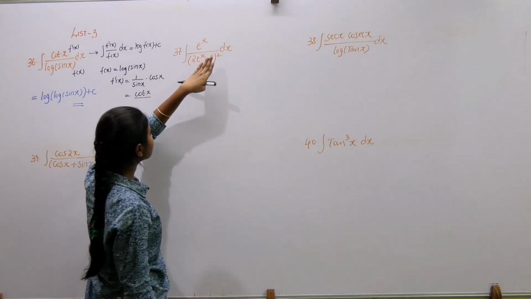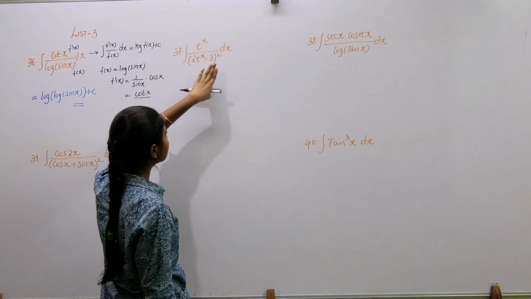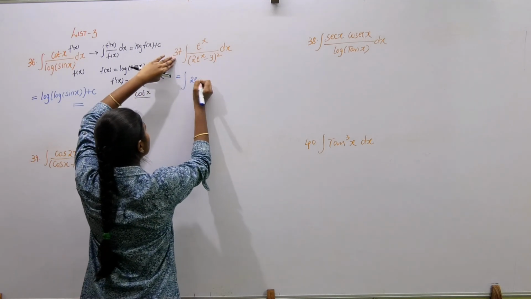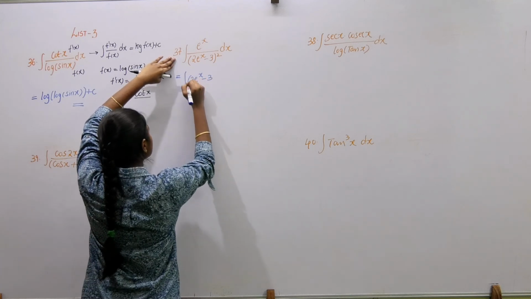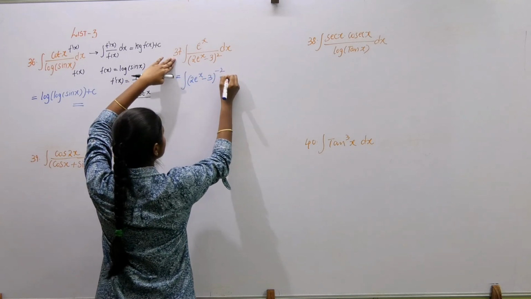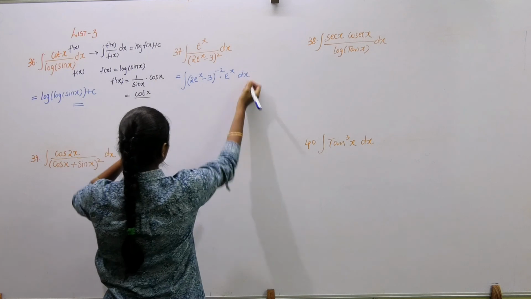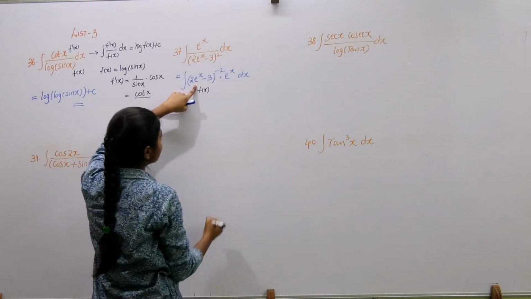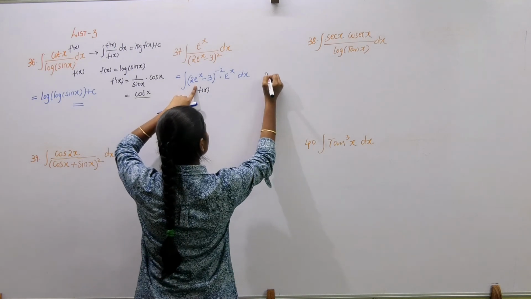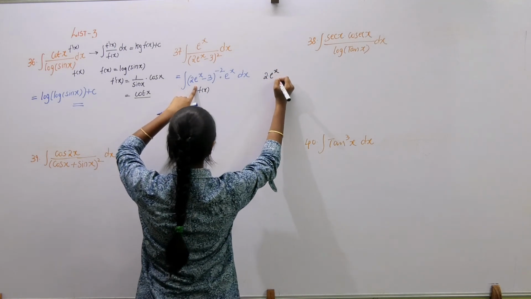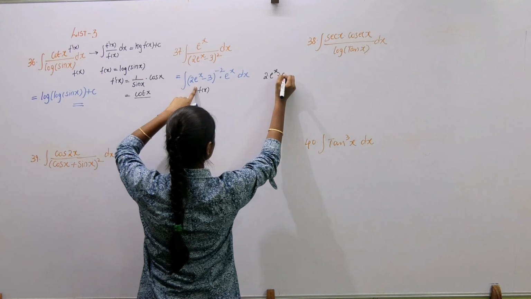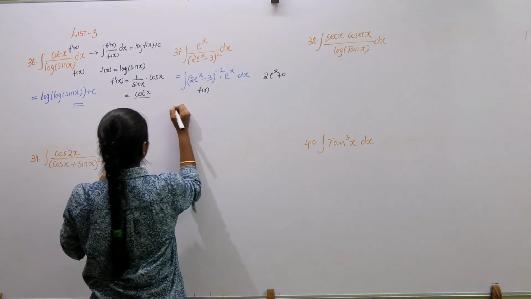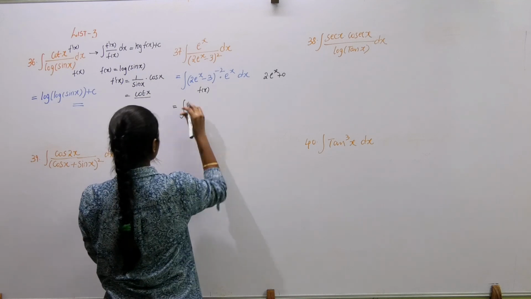Integral e power x by 2 e power x minus 3 whole square dx. To solve this, let me write it as 2 e power x minus 3 whole power minus 2 into e power x dx. Let this be f of x. When we differentiate this, we get 2 e power x plus 0. But here we don't have 2, so we adjust 2 here. Why do we have to adjust 2?